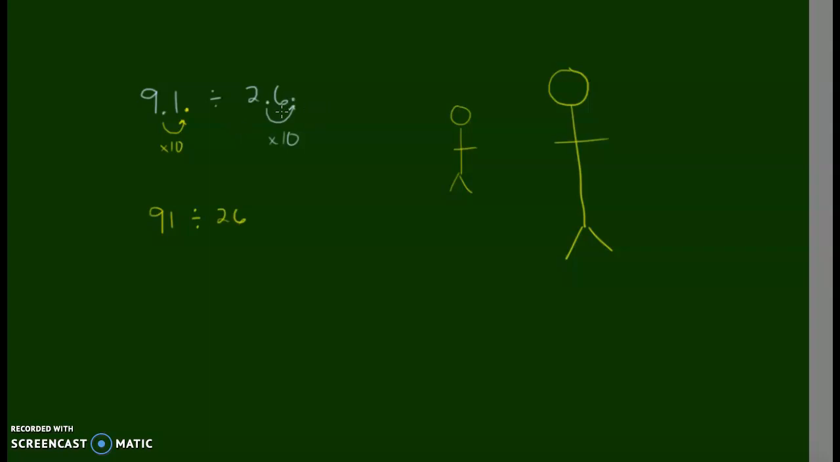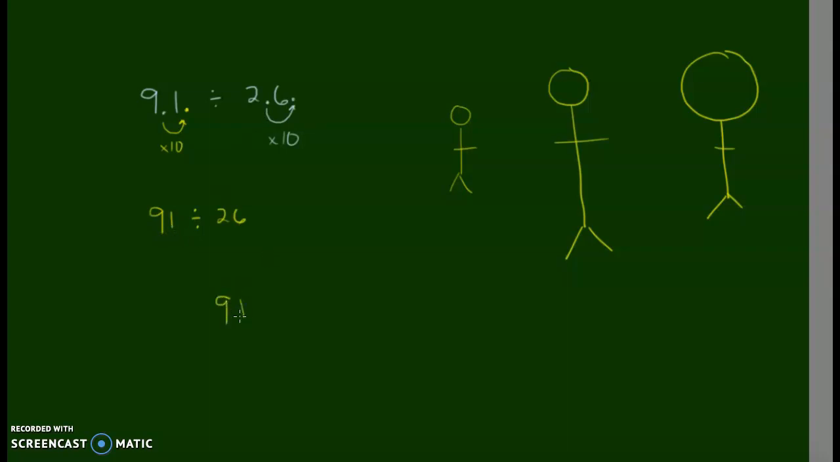If I only multiply my divisor by 10, I might end up with something like this. Okay, I end up with a bobblehead. The head's much too big for the body. To avoid the bobblehead, I have to make sure again that I do the same thing to both the dividend and the divisor. Hopefully that makes sense to you. So now I'm going to go ahead and solve this problem.